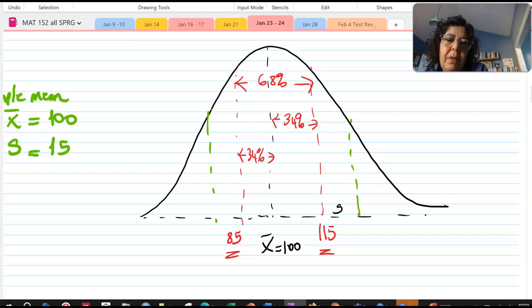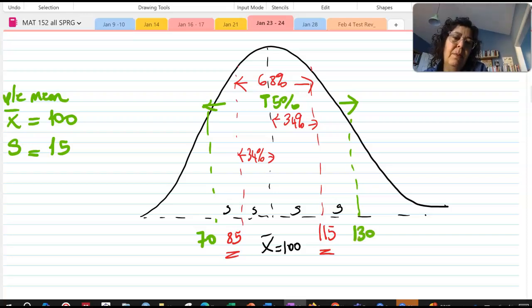Each of them is one standard deviation. All right, so if we go one more standard deviation up and one more standard deviation down, we will be covering 95%. And what are the values on the horizontal axis? 100 minus 30 will be 70, and 100 plus 30 is 130. So it means that 95% of the people have IQ scores ranging from 70 to 130.